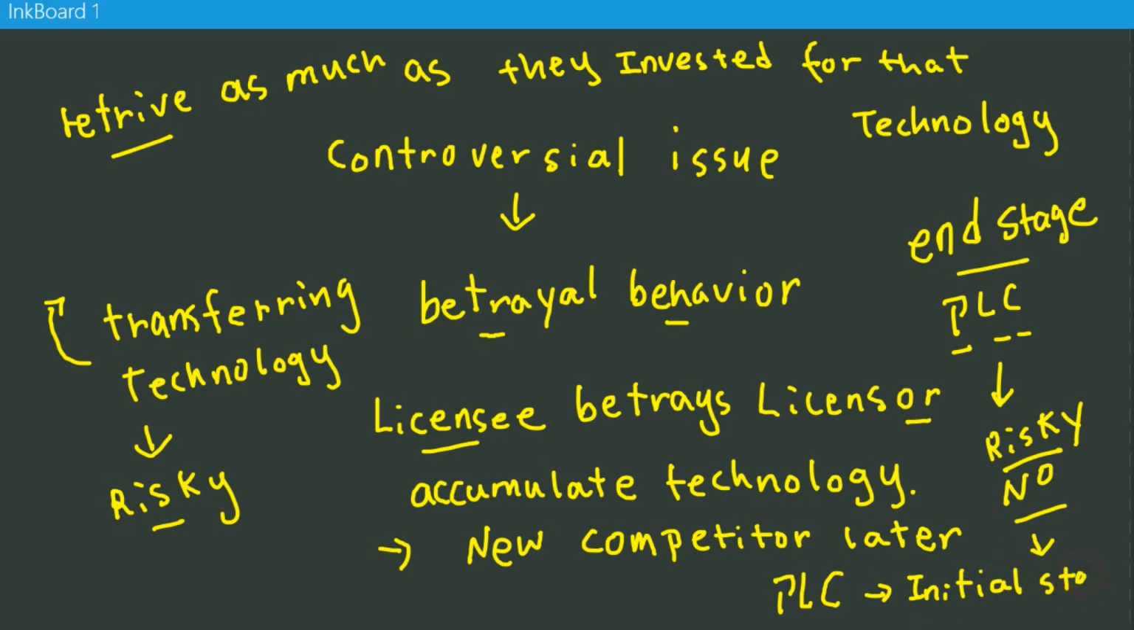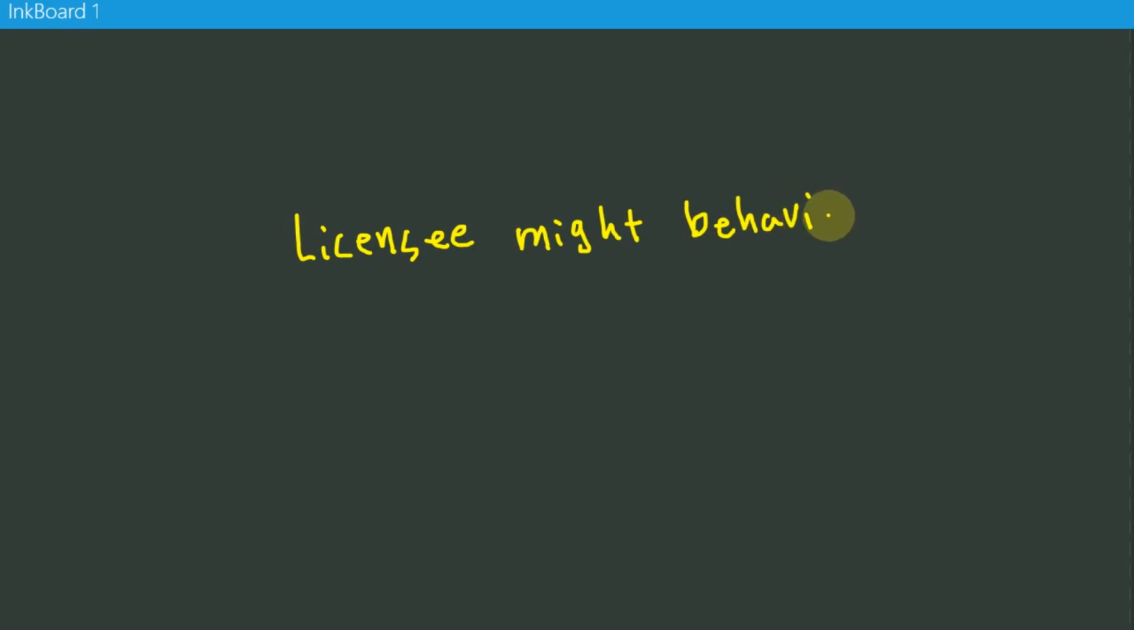If this is the initial stage, the company, the consignor, takes over big risk because of the investment for the technology. Okay, I believe you understand this status. So the controversial issue in this stage is that your partner, the licensee, might show betrayal behavior. Okay, so this might be very controversial.